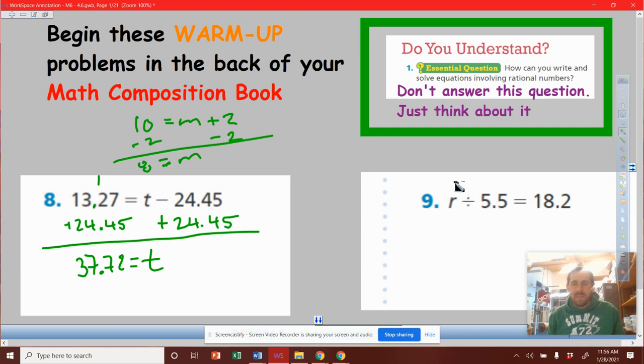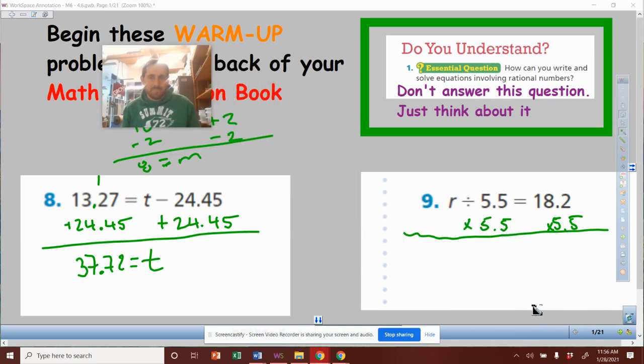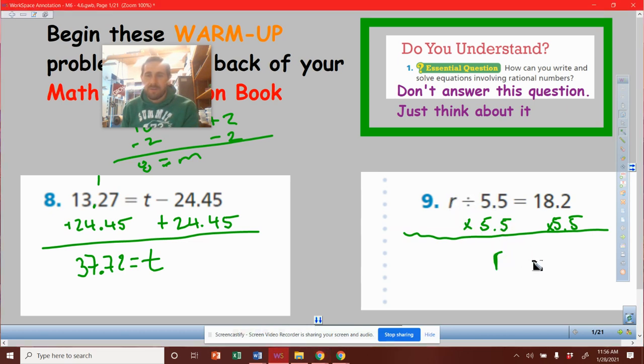So same thing over here. We've got r divided by 5.5. So how do you get rid of that? We multiply. We do the opposite of divide, and we multiply by 5.5. Okay, we're going to have a new equation. Let's get that out of the way. All right, if we're multiplying, we know that these 5.5s, this multiply and divide, are going to cancel each other out. So I'm just going to get r, right?